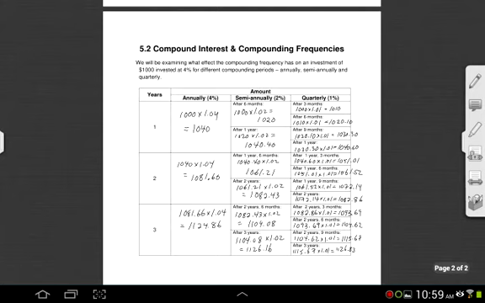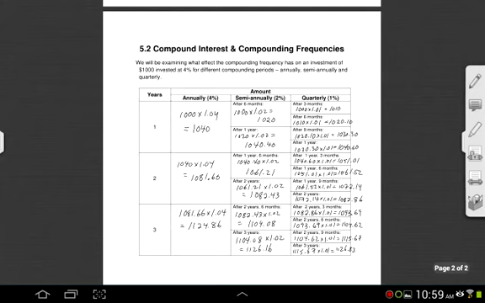Quarterly, we need to divide because we're calculating interest 4 times a year, so we divide the interest rate by 4. So now we're at 1%. After 3 months, multiply by 1.01, we get 1,010. Keep calculating, and at the end we end up with 1,040 and 60 cents. So another 20 cents more. So it looks like the more we calculate the interest, the more interest we get. And you can see what's happening after 3 years.